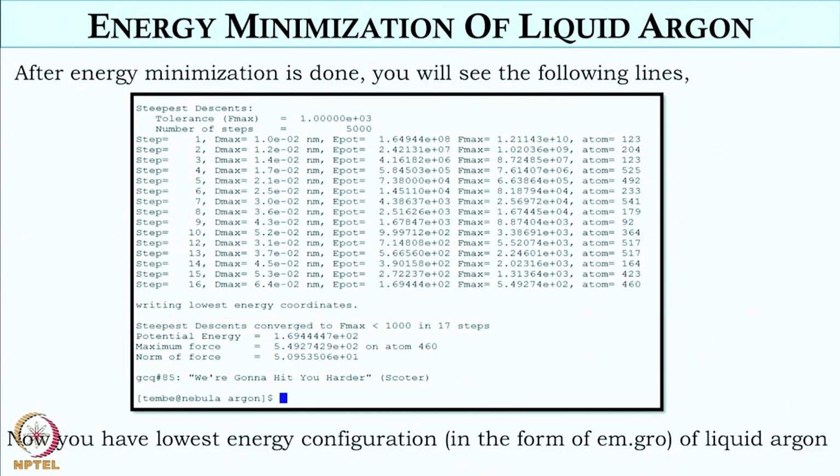Instead of 10 to the 2, suppose it was 10 to the 4, then you may have to minimize again. Then it won't even get minimized. It will show us an error that F max didn't converge. Could F max be small, yet the potential large? Can that happen or not? Generally not, because if the force is small, the potential is also small. So now we have the em.gro file, which is the energy minimized configuration file.